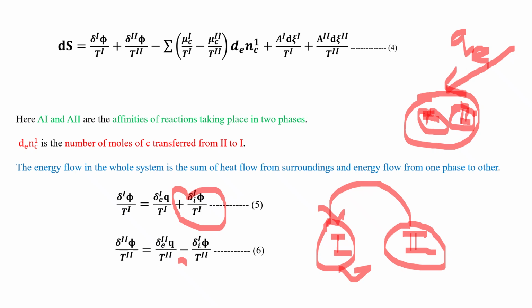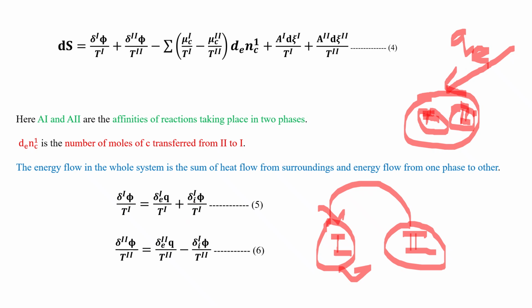Losing the energy to whom? It is losing the energy to system 1. So it is represented as minus d_1 i pi by T2. This is the reason why we are representing it with a negative sign. At the same time, there will be a gain of heat, so the temperature will increase. Here there is loss of heat, so the temperature will decrease. So there will not be the same temperature between phase 1 and phase 2.